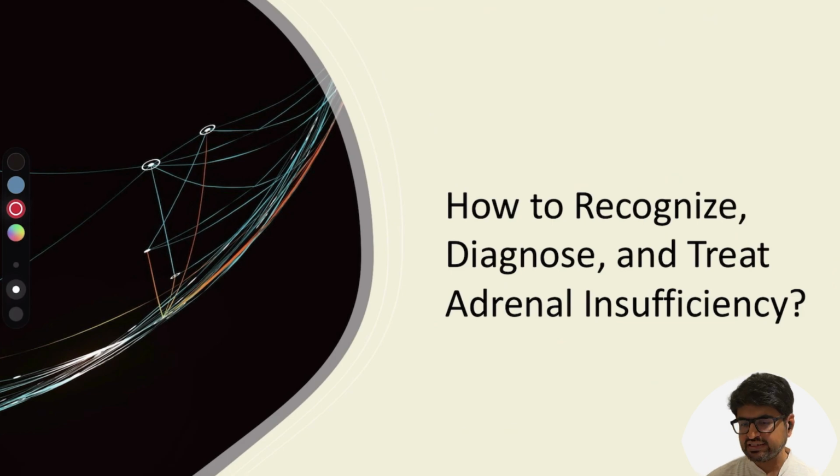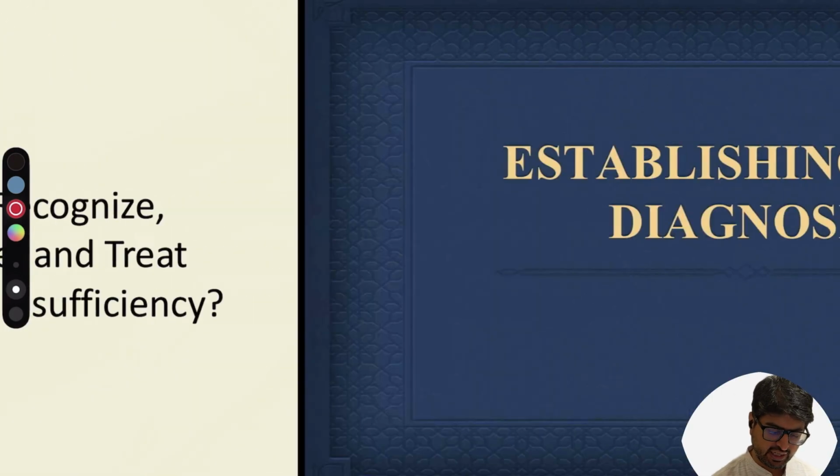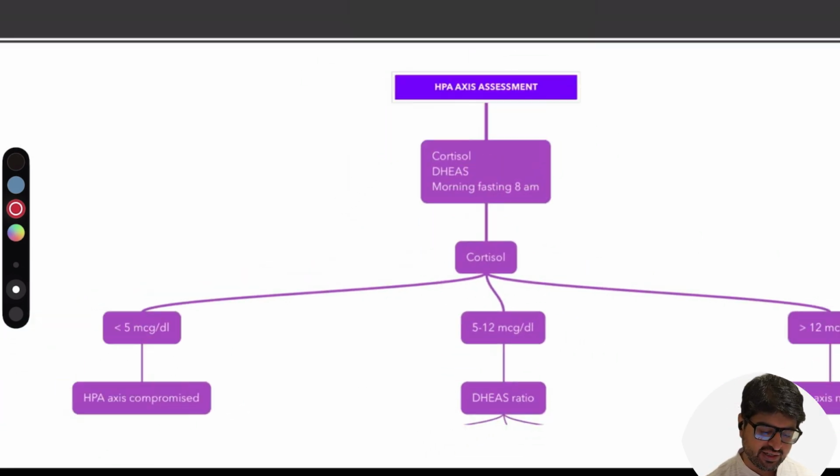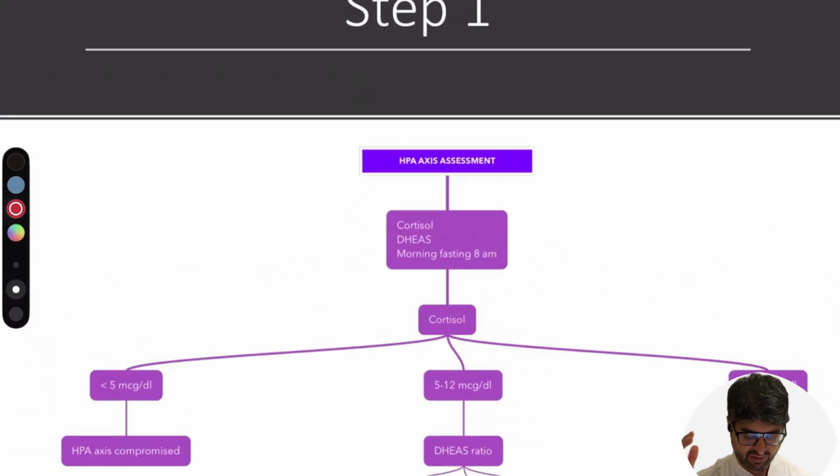Now, how to recognize, diagnose and treat adrenal insufficiency? How do you establish the diagnosis? So this is again our own flow chart. Very interestingly, this has now been replicated in a lot of guidelines, very similar. Again, I will not take credit for these things, but sometimes great minds think alike. That's what I'll say.